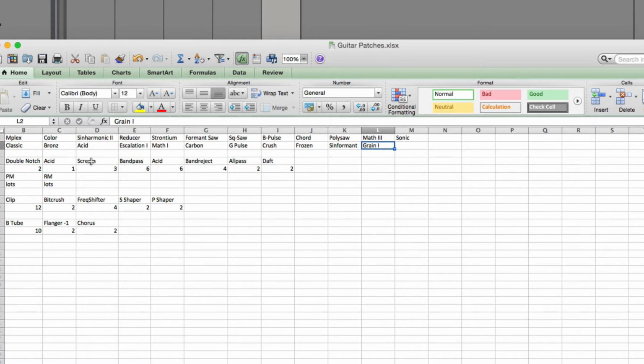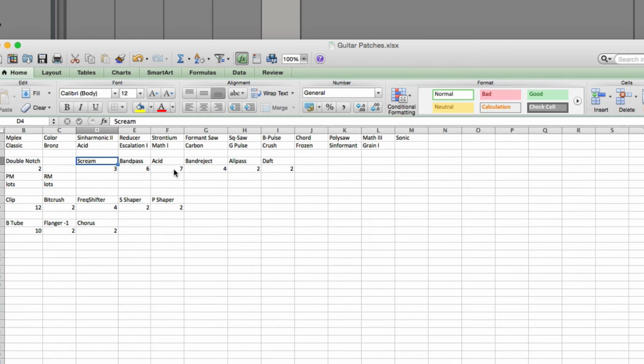Okay, which filters were used? Double notch, acid, scream, bandpass. I guess acid was listed twice, so it should be 7 for acid. So we used 2 double notches, 3 screams, 6 bandpass, 6 acid, 4 band reject, 2 all pass, and 2 daft. So no low pass, no high pass, mostly things that make stuff dirty.